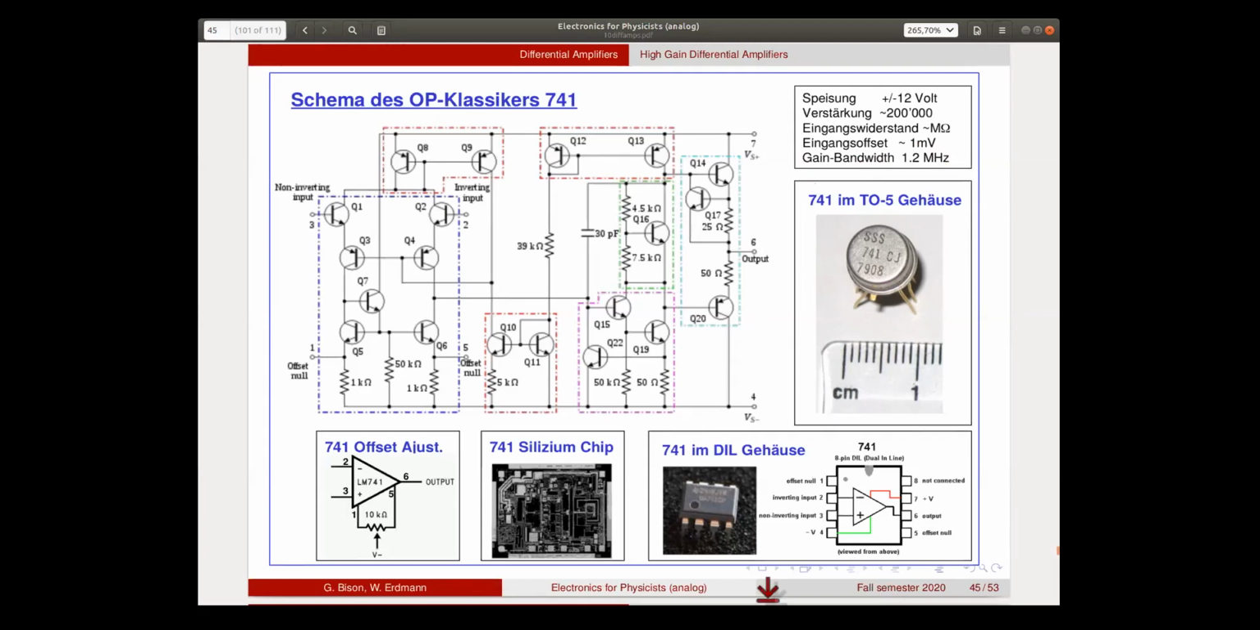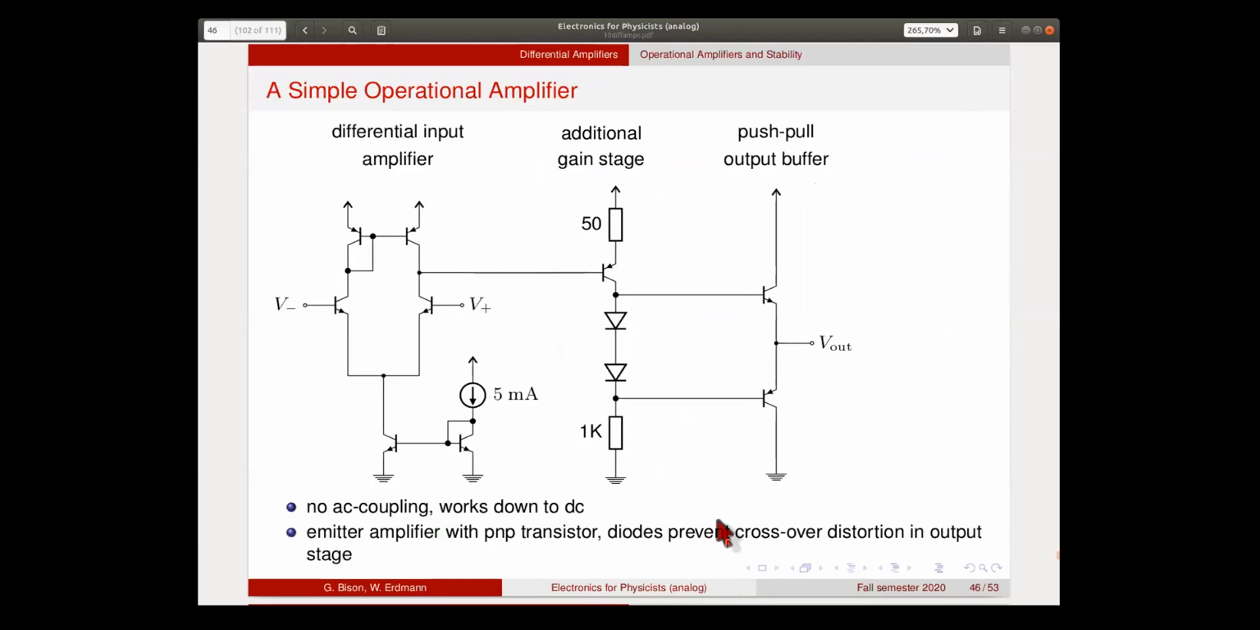It can be bought in different packages. You can buy them in these packages or in a dual inline package, and we'll use something similar in the practical exercises. Okay, let's move on from this real world op-amp to a toy op-amp, which is a little easier to understand.